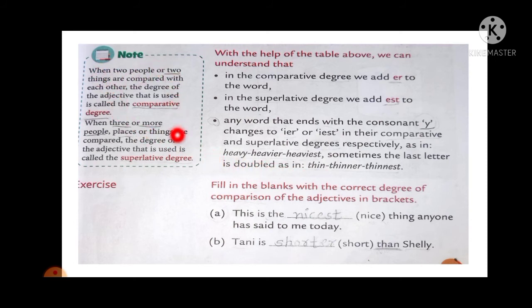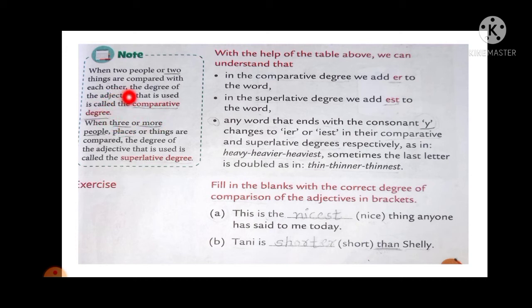Now let's read the note given here. When two people or two things are compared with each other, the degree of adjective that is used is called comparative degree.